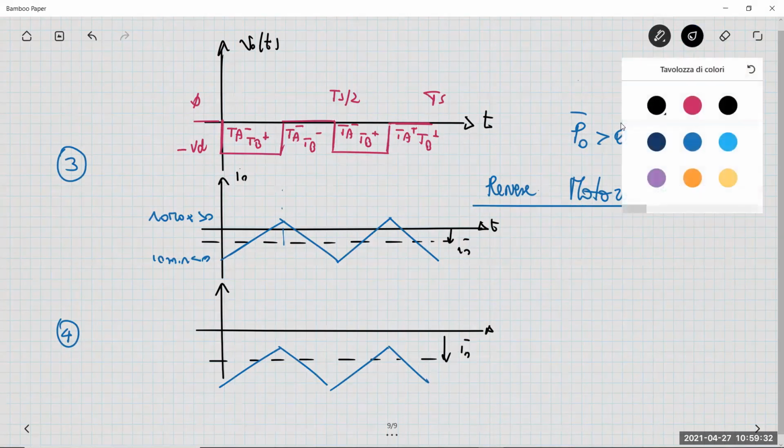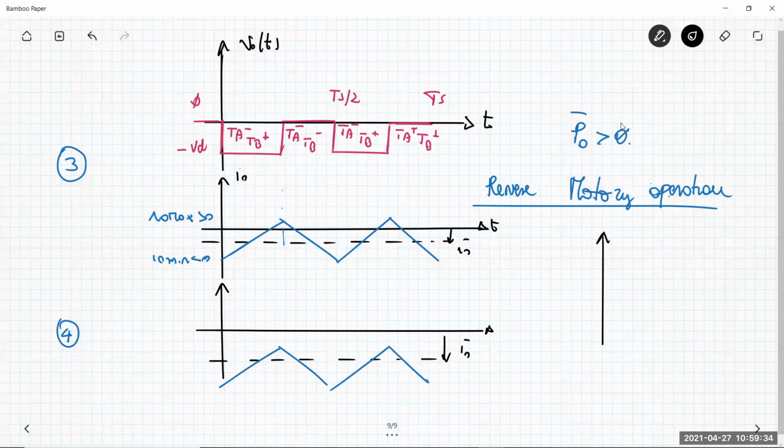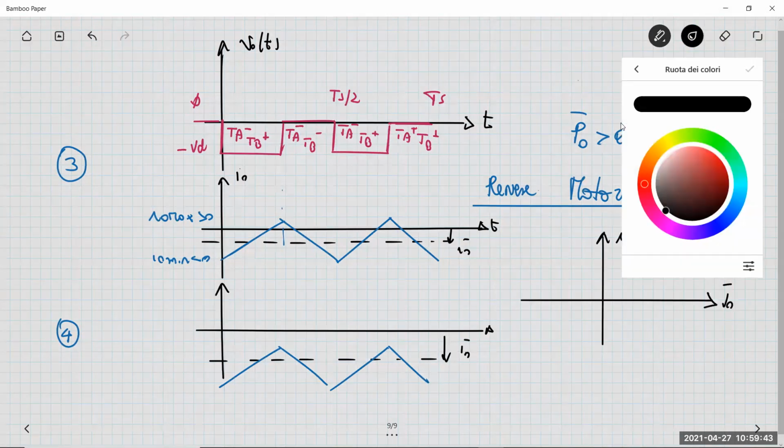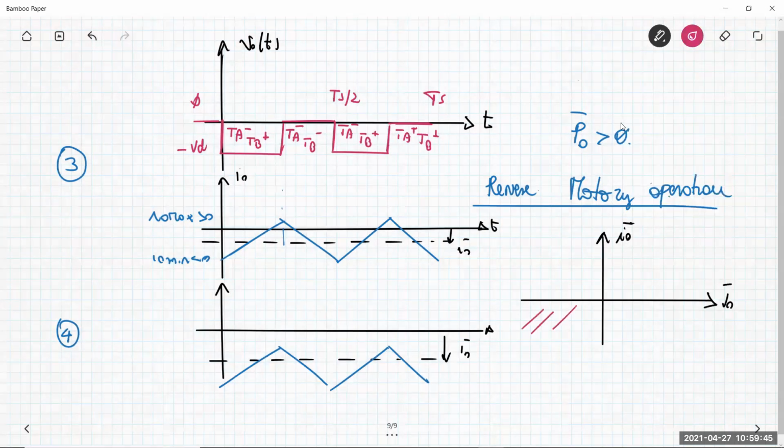In terms of the quadrant, we are in the situation in which both are negative. So we are here, the third quadrant operation. Okay. So this is what we can say about the unipolar pulse width modulator in the 4-quadrant converter.